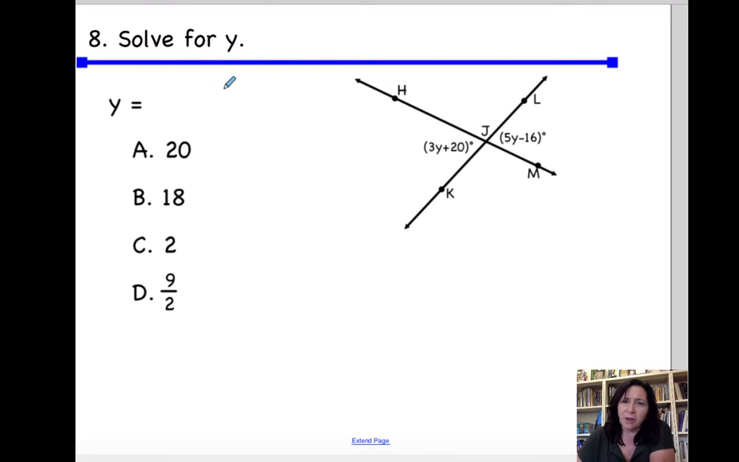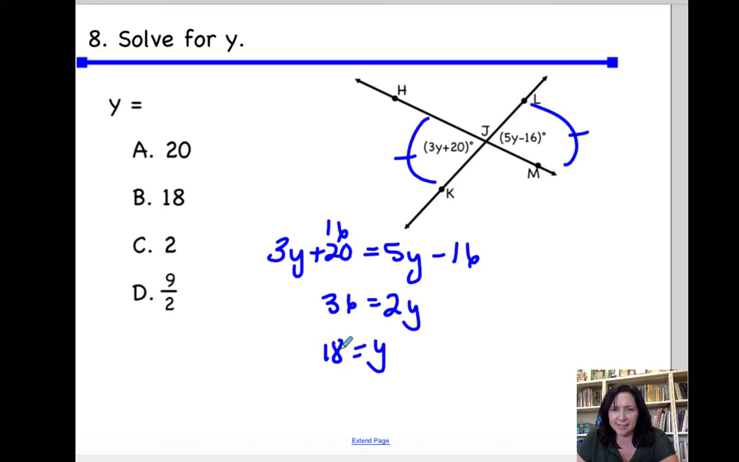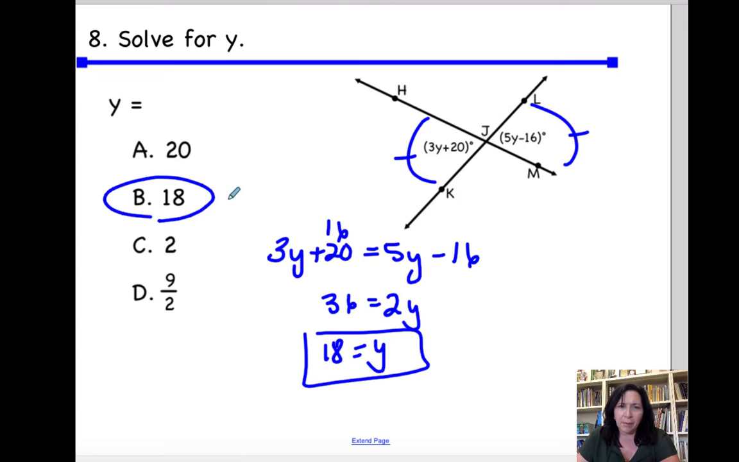The next problem says solve for y. So we are looking for y. We know that these two angles here and here are congruent. Because they are vertical angles, solving for y, we're going to set these both equal to each other. So we're going to say 3y plus 20 is equal to 5y minus 16. I'm going to subtract 3y, I get 2y. I'm going to add 16, I get 36. So I get y is equal to 18. So for this problem, I get B.